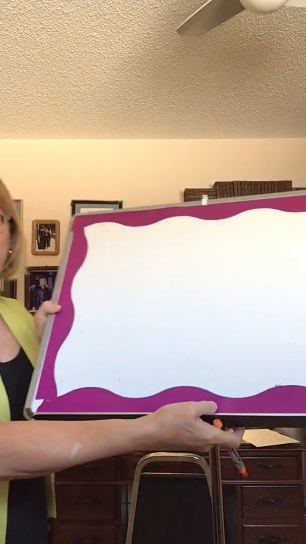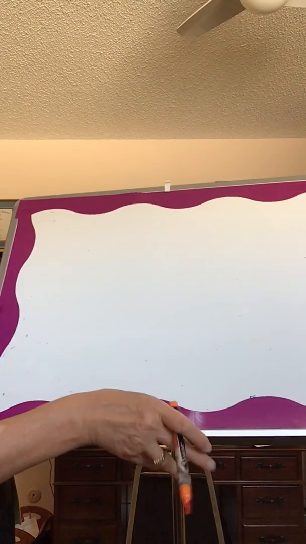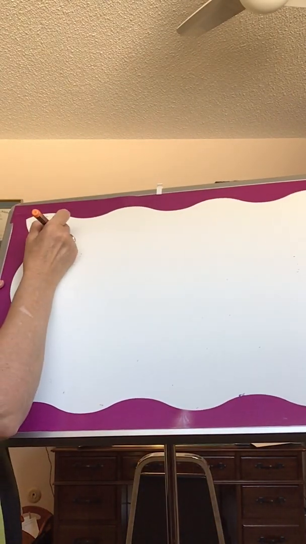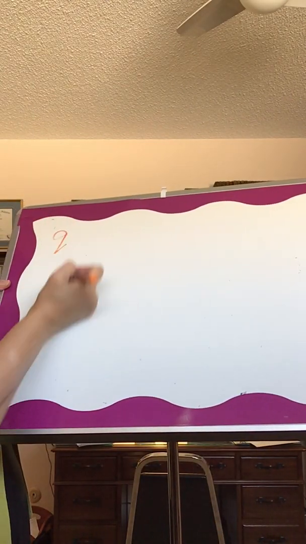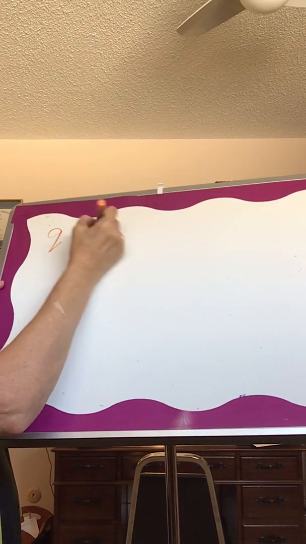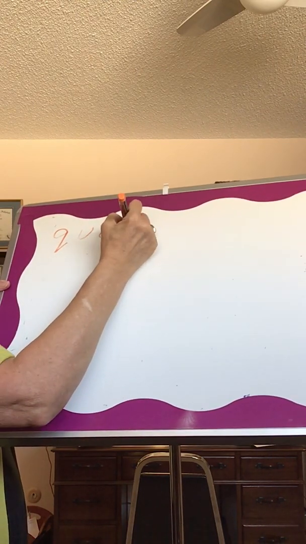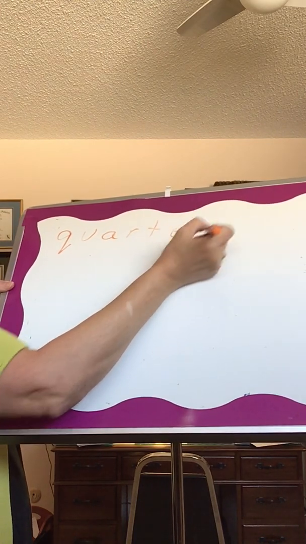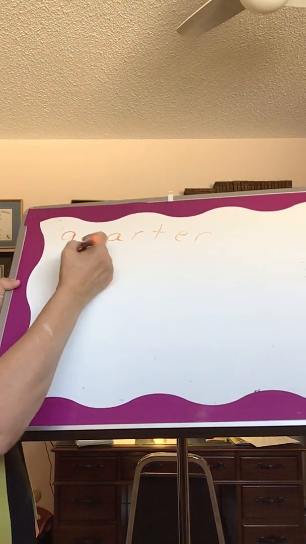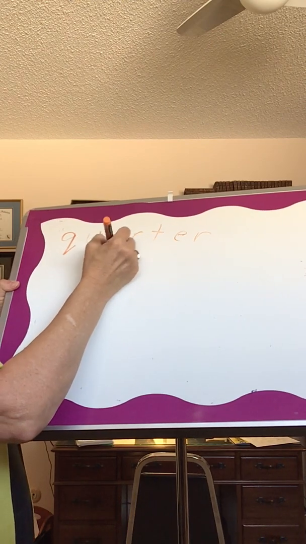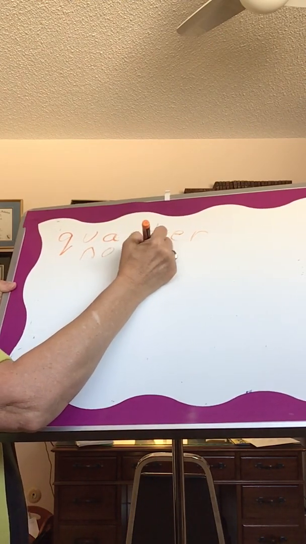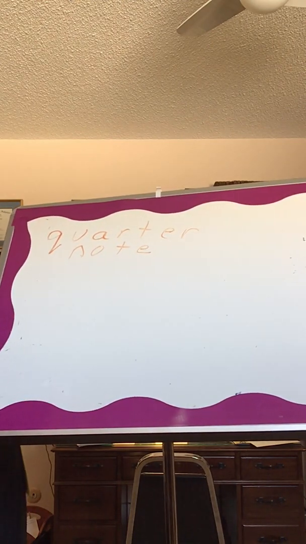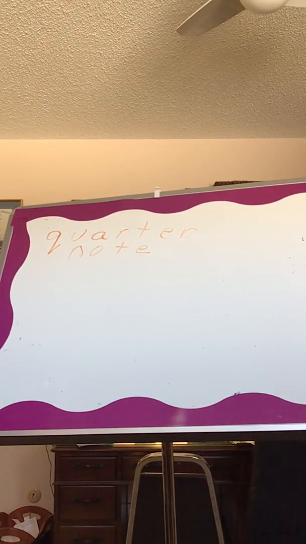I'm going to move in my whiteboard. Okay, the first note we're going to learn to write is the quarter note. Q, U, A, R, T, E, R. Make sure you write the word quarter, and then underneath write the word note, N-O-T-E. Okay, so I'll give you a minute to write that on your paper.